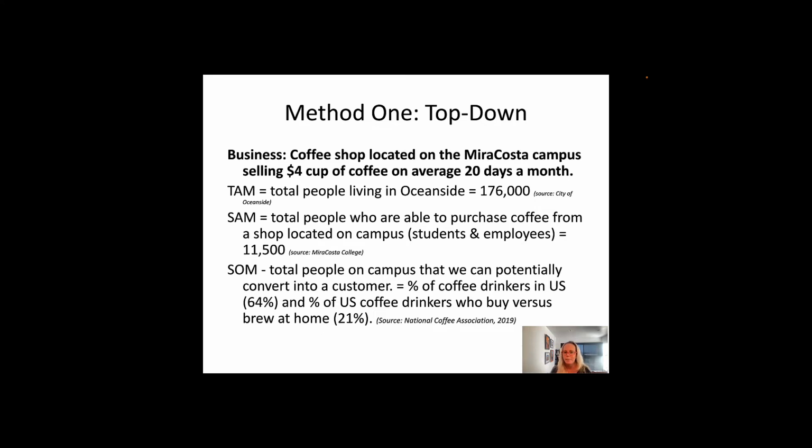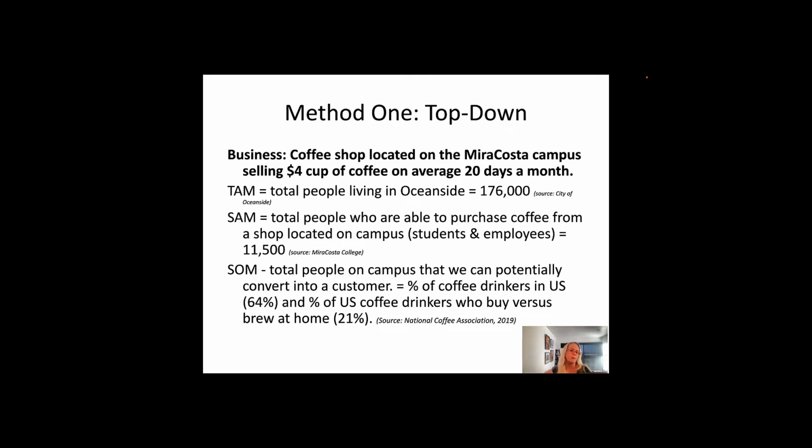Our TAM would be the total people living in Oceanside. And from the City of Oceanside website, that is currently about 176,000 people. Are all of those people going to make it to the MiraCosta campus, or come to the MiraCosta campus just to buy a cup of coffee? No. So we need to narrow that down.